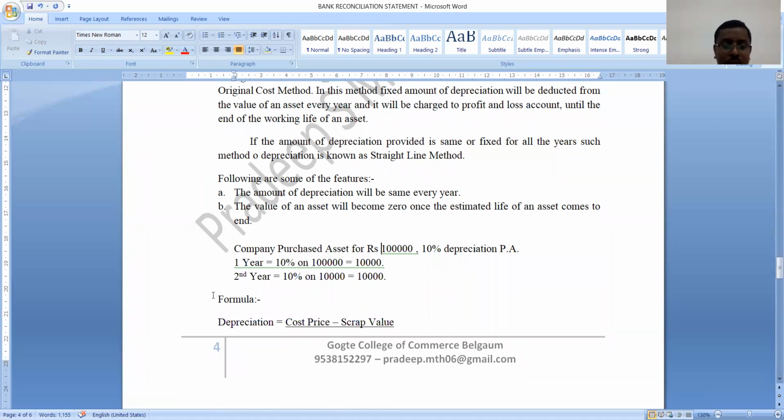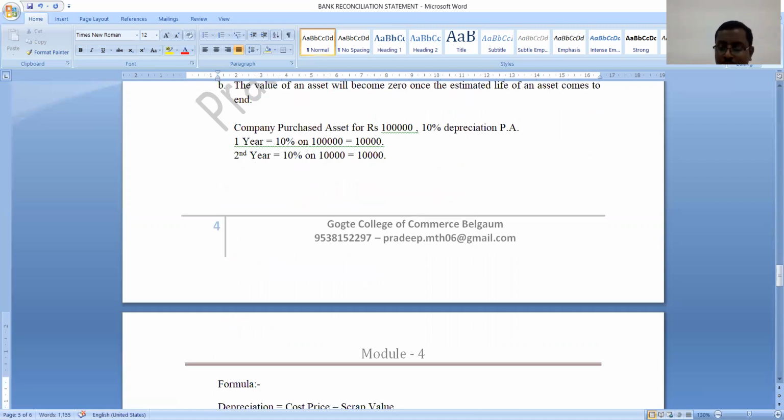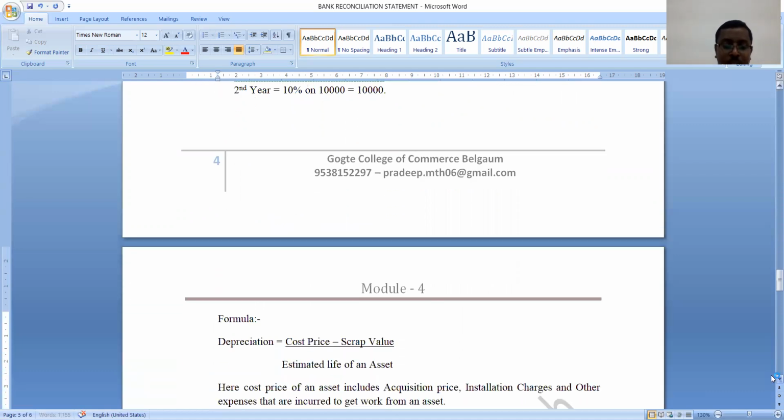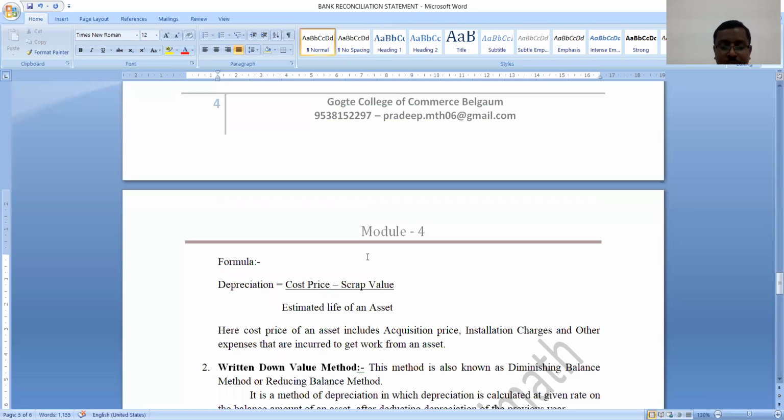And this is the formula for calculation of depreciation under the straight line method: depreciation is equal to cost price minus scrap value, divided by the estimated life of an asset. Here, cost price means the acquisition price of an asset. Scrap value means once the estimated life of an asset comes to an end, we will sell that asset as scrap and receive a certain amount. That amount is called scrap value. Divided by the estimated life of an asset, we will get the amount of depreciation.